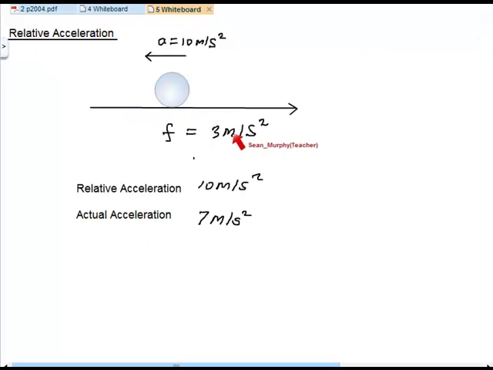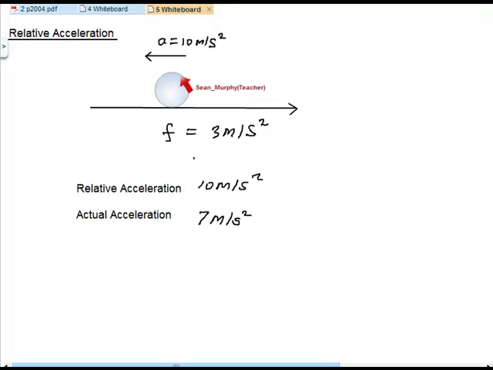Imagine that there's a moving floor, much like those moving floors at airports, and the acceleration of the floor, we call it f, is 3 meters per second squared. So imagine the floor accelerating to the right with this acceleration, and imagine a person or an object on the floor accelerating to the right with an acceleration of 10 meters per second squared.